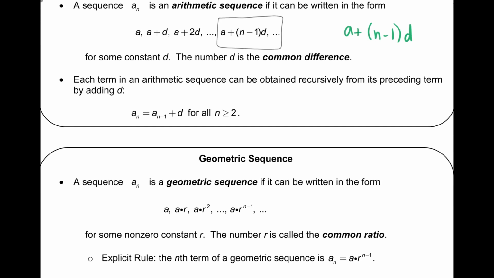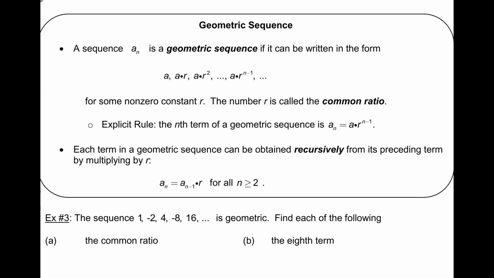You'll totally understand it. Each term in an arithmetic sequence can be obtained recursively from its preceding term by adding D. A of n equals A of n minus 1 plus D for all numbers greater than 1. Cool. Geometric, you're literally multiplying. A, comma, A times R, comma, A times R squared, all the way to A times R to the n minus 1 for some non-zero R, because of course if R was 0, you'd just be multiplying by 0 every time.